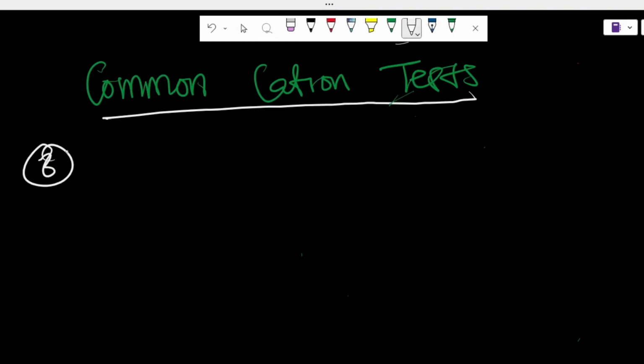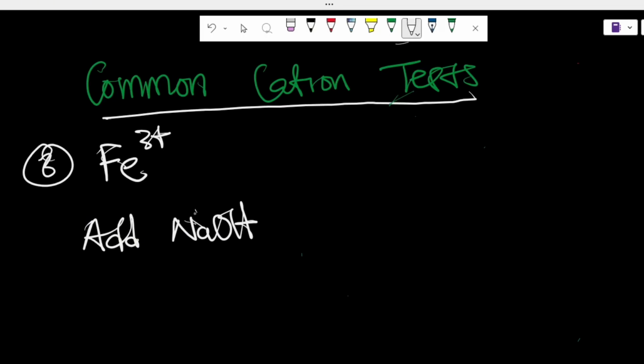Now the third cation that we can look at is iron 3 ion. You do the same thing, you add sodium hydroxide, and what you are going to observe is a brown precipitate.